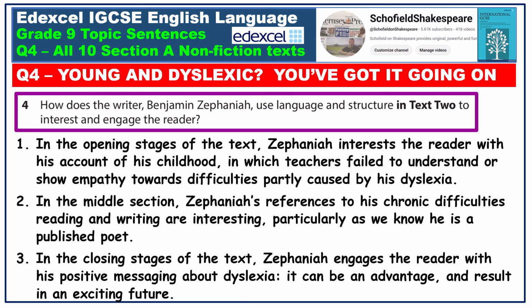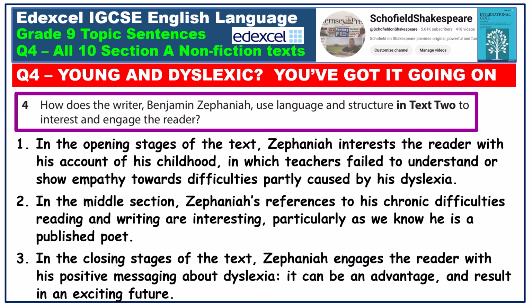Here are my gems. 1. In the opening stages of the text, Zephaniah interests the reader with his account of his childhood, in which teachers fail to understand or show empathy towards difficulties partly caused by his dyslexia. 2. In the middle section, Zephaniah's references to his chronic difficulties reading and writing are interesting, particularly as we know he is a published poet. 3. In the closing stages of the text, Zephaniah engages the reader with his positive messaging about dyslexia. It can be an advantage and result in an exciting future.